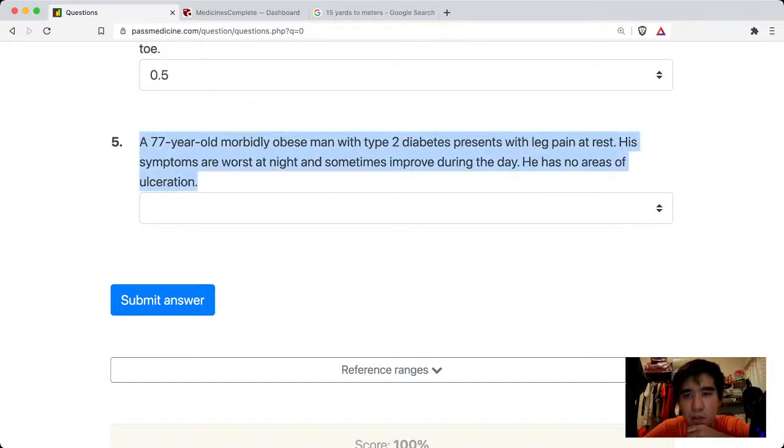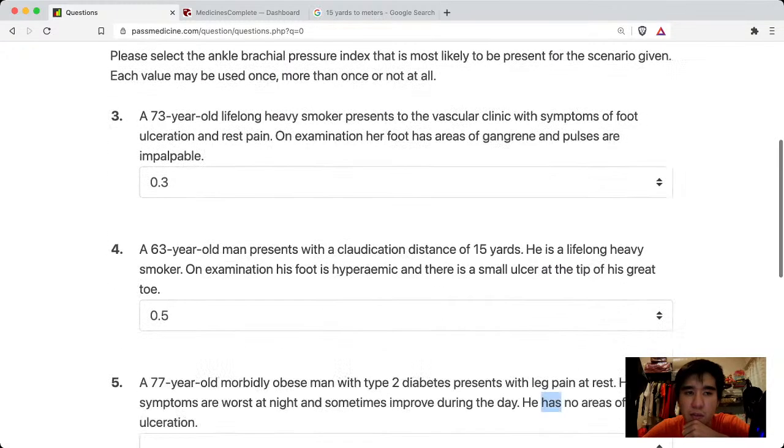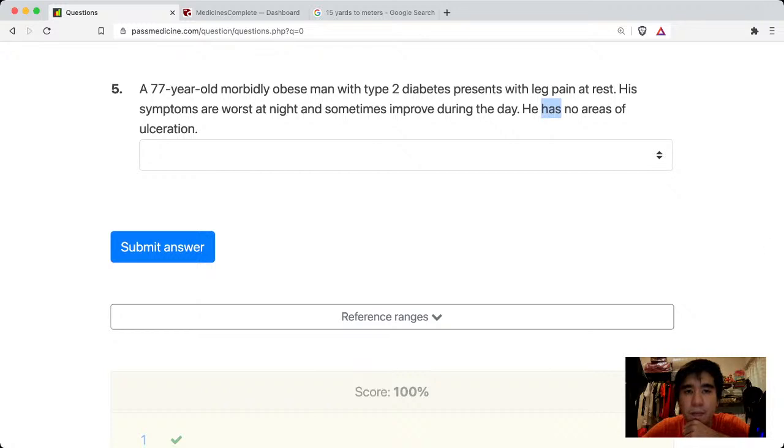Leg pain at rest is already critical limb ischemia. However, improve during the day, so doesn't he walk during the day? No areas of ulceration, probably trying to indicate it's less severe than number 3 here. And you need to know that in type 2 diabetics, at least in exams, and in real life as well actually, their ABPI will sometimes be higher than normal because of the atherosclerosis, the hardening of the artery.